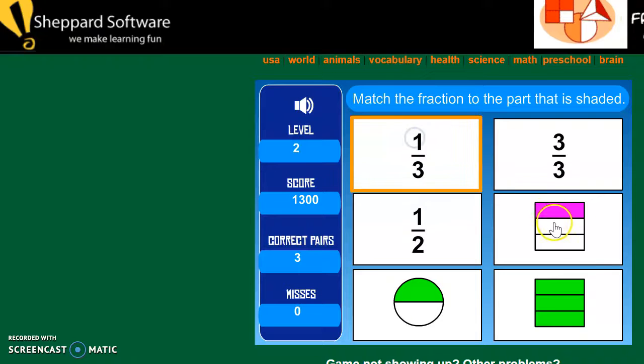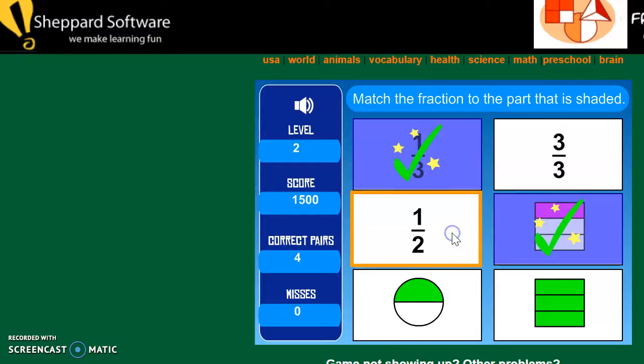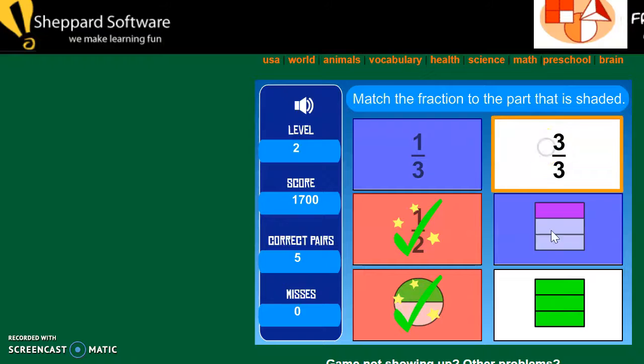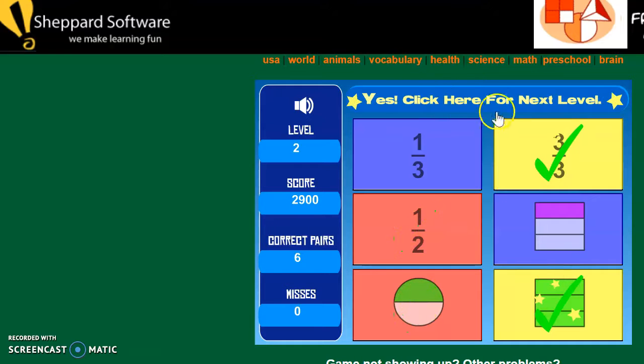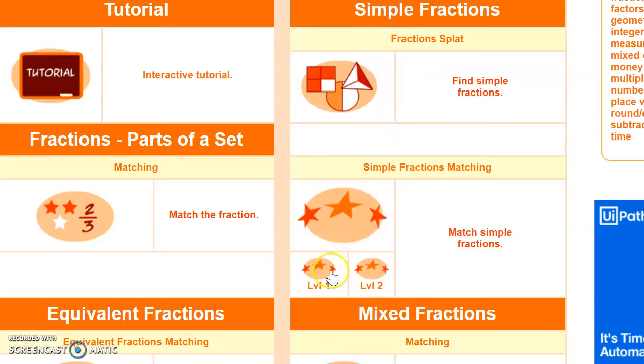Okay. 1/3, 1/3, 1/2, 1/2, 3/3, 3/3. Then I'm going to level up again. Okay, so that's that one. I want you to start with either level 1 or level 2 of that.